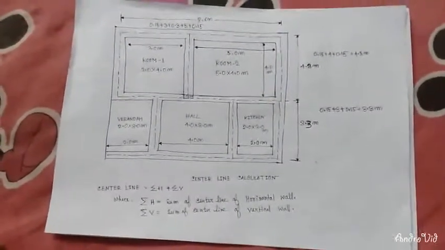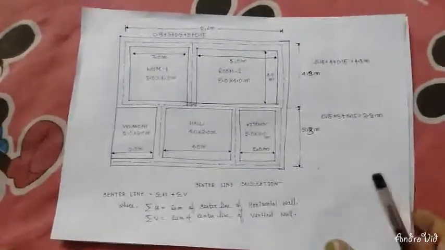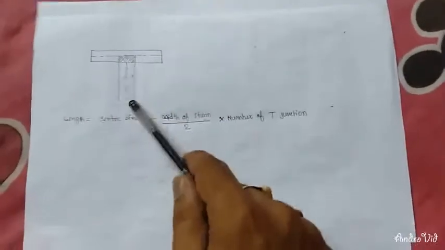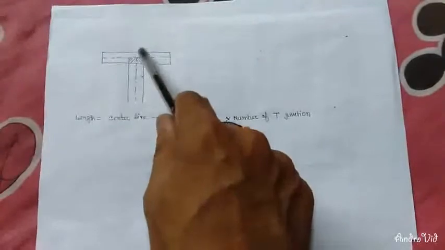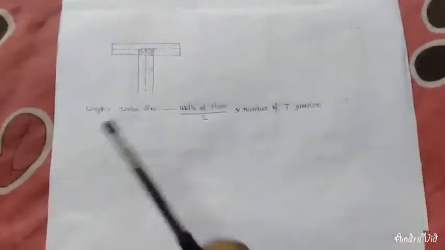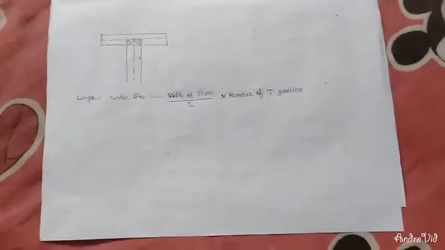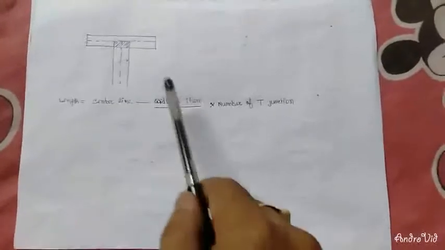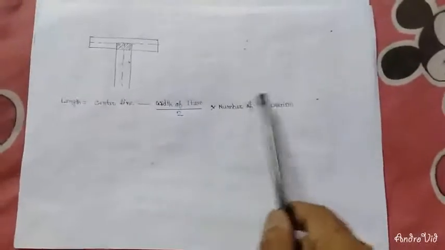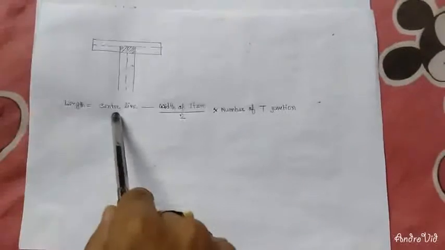So we need one correction formula. Here is the figure, this is the portion, that is the repeated portion, and we have to deduct the repeated portion from our total center line. So what is the correction formula? The correction formula is: length equals center line minus width of the item by 2 into number of T junctions. So when we are using this formula, we have to know the center line length, the width of the item and the number of T junctions. We already know the center line, 51.9 meter.